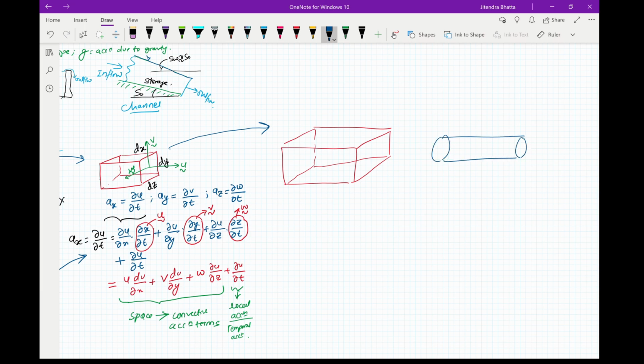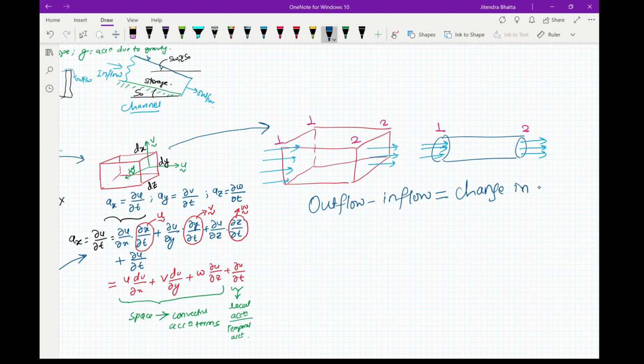Now if you take this section out, you can take it as a pipe like this, where you'll have water flowing from here and exiting from here. Here also you can have water flowing in the pipe and exiting from here. Let's say this section 1, this section 2, here also 1 and 2. And now if you look into the principle of conservation of mass, which states that your outflow minus inflow must be equal to change in volume.